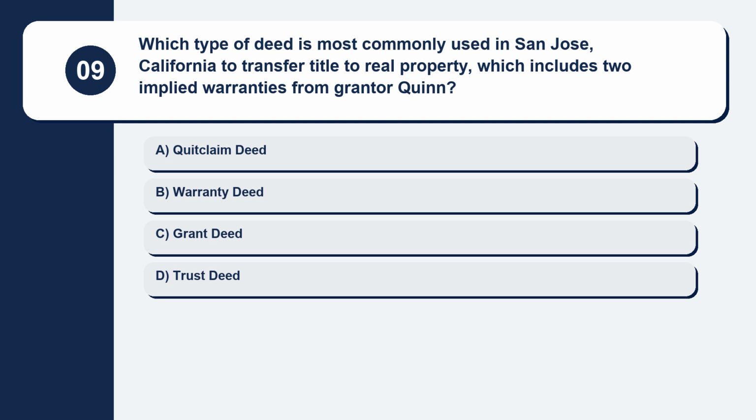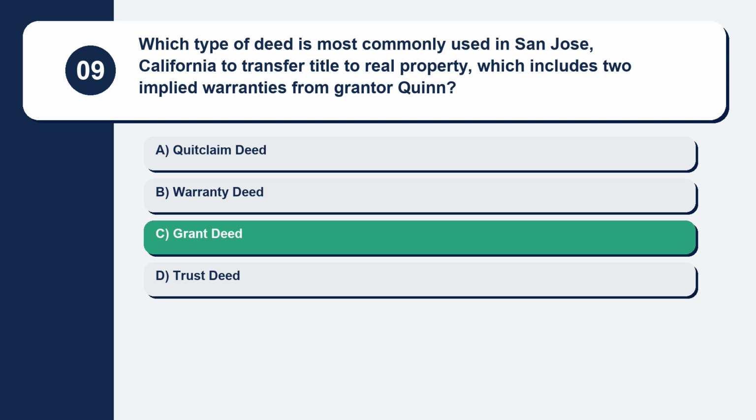Question 9. Which type of deed is most commonly used in San Jose, California to transfer title to real property, which includes 2 implied warranties from grantor Quinn? Here are your options. Option A, quitclaim deed. Option B, warranty deed. Option C, grant deed. Option D, trust deed. The correct answer is option C, grant deed.